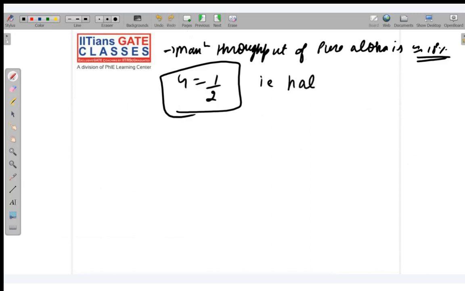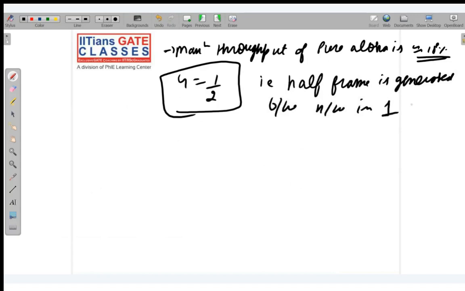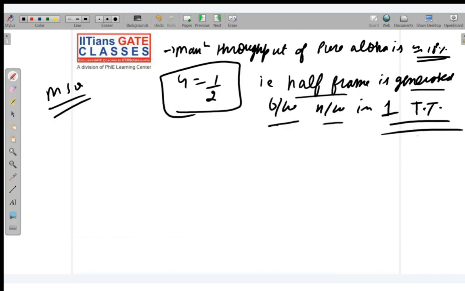Half frame is generated by network in one transmission time. Okay, that is the basic thing. They can ask when pure ALOHA will have maximum throughput. MSQs are coming now, multi-select questions, so they can ask this theoretical question. So when maximum throughput will come for pure ALOHA, when half frame is generated by the network in one transmission time. Okay, so you can take snapshot. I will jump to the next slide and we will solve another beautiful numerical on this concept only.